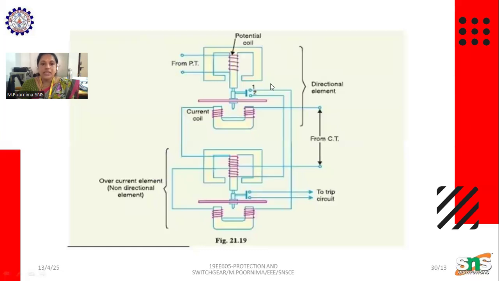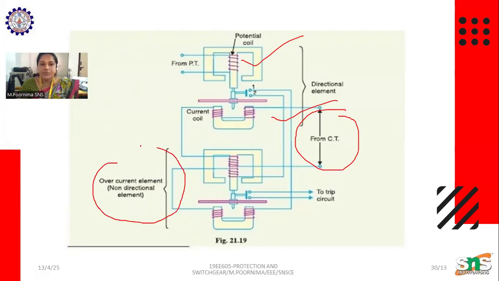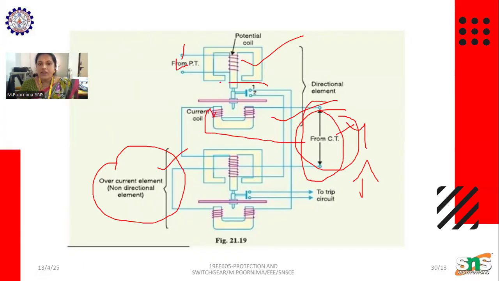Here we can see another coil. We can see the current coil and the potential coil, with the current coil fed from the current transformer. Here we have an overcurrent protection element. If the current increases above the preset value, the current coil is energized, the potential coil is also energized, and finally it sends the trip to the circuit.